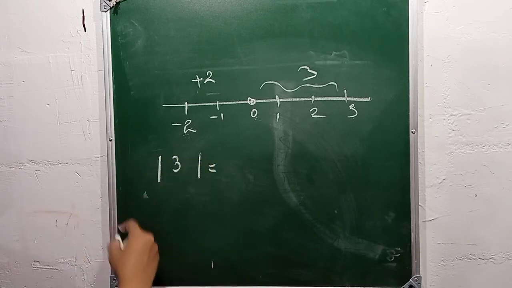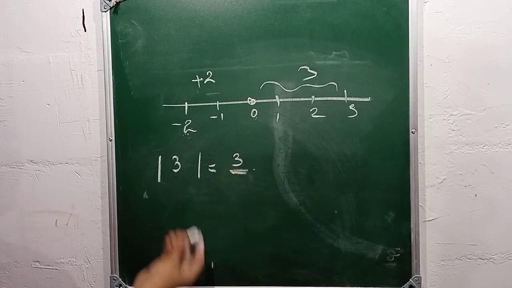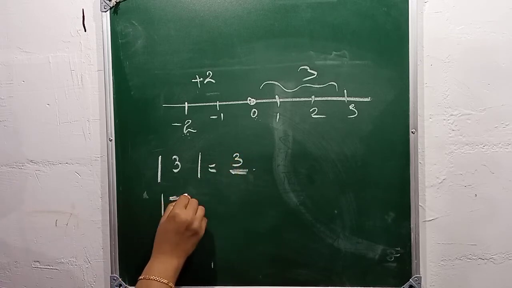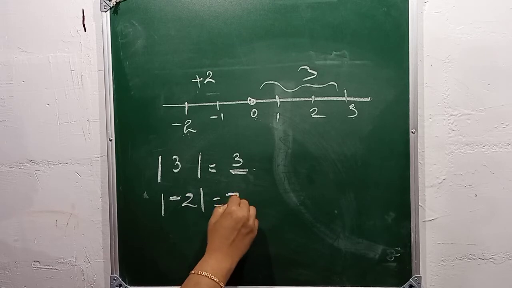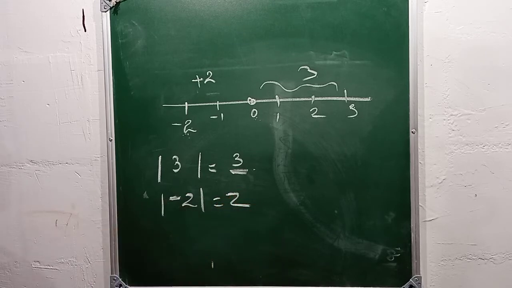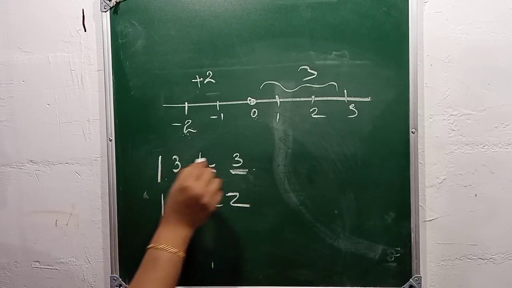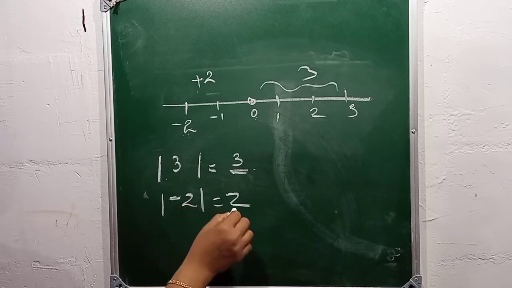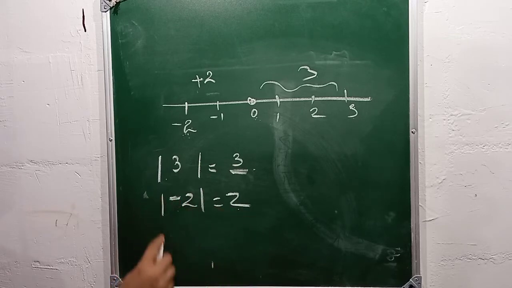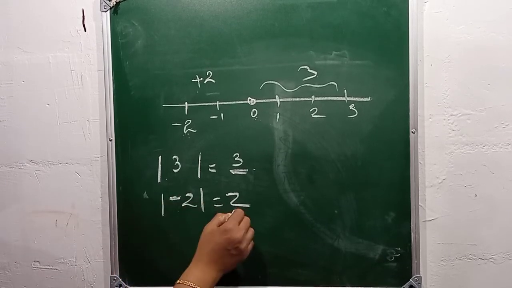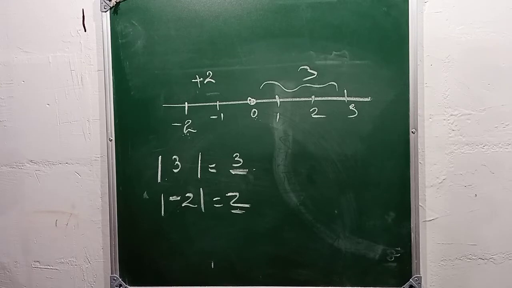Mod 3 is 3. Okay, then mod -2 is also equal to 2 itself. It is not -2. Okay, mod 3 is 3 and mod -2 is equal to 2. That means modulus or absolute value of a number means the number without its sign. That is the absolute value of that number.